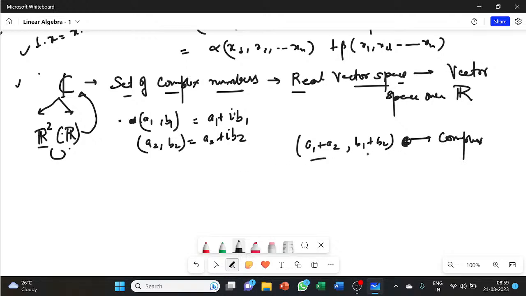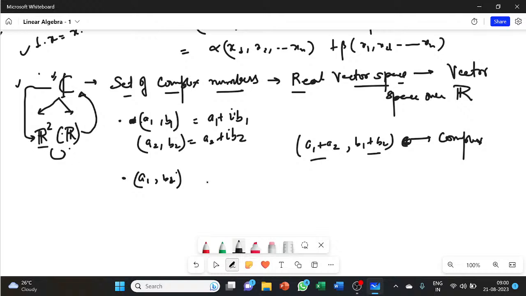So addition is closed. Basically, you can associate your complex numbers with R square, and since we know that R square forms a vector space over R, the set of complex numbers also forms a vector space over R. So we can say that the set of complex numbers forms a real vector space. If you want, I can do the properties for you, just for confirmation.